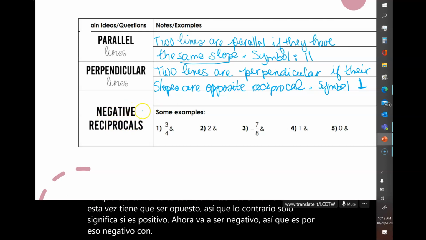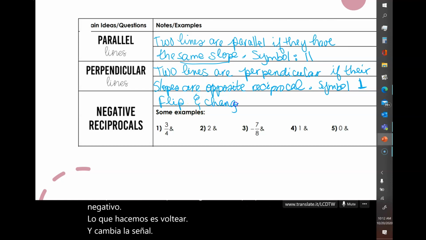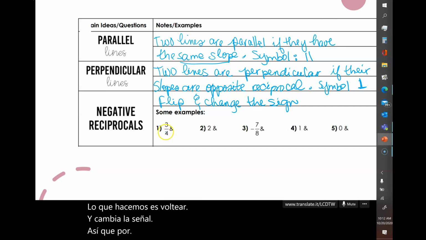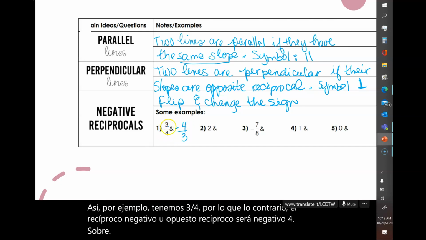So for negative reciprocal, what we do is we flip and change the sign. So for example, we have 3/4. So the negative reciprocal or opposite reciprocal will be negative 4/3. Again, we flip 4/3, and then since it was positive, now it will become negative.